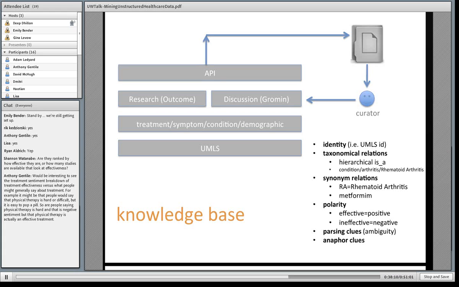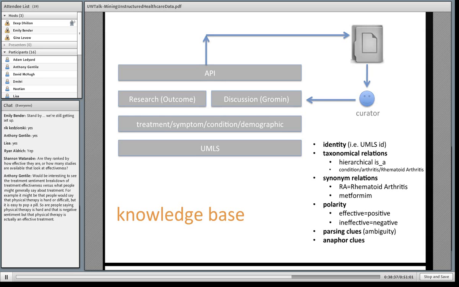Come back into the system itself. Somebody asked about how we define knowledge in a system. So we bootstrap with UMLS, and as you guys may know, UMLS has tons of things we don't care about. We don't care about fruit flies. We don't care about mice and mouse models. We don't care about genes and proteins and chemical compounds. We really just care about treatment, symptoms, conditions, demographics on humans. So that reduces our space of UMLS.